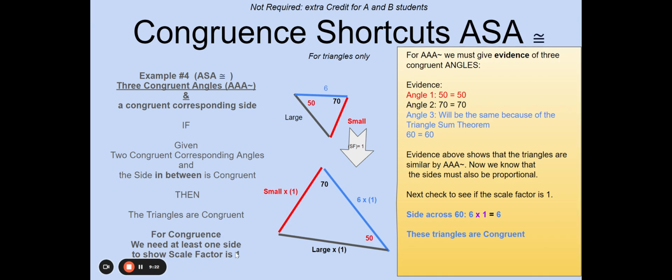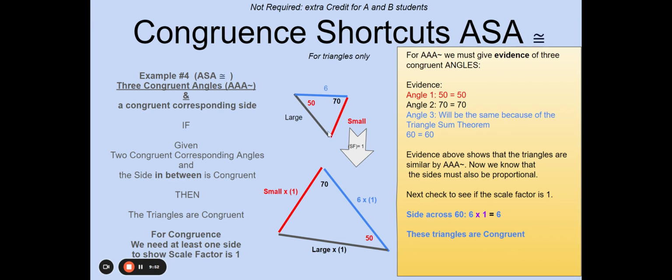Okay, so the evidence for this is, we have the first angle, we have the second angle, the third angle will be the same because of that triangle sum theorem, right? The third angle has to be 60 because 60 plus 70 plus 50 does give us that 180 degrees. Okay, so the evidence above, we just showed that these triangles are similar. Now we have to show that they're proportional with a scale factor of 1 to prove that they are congruent.